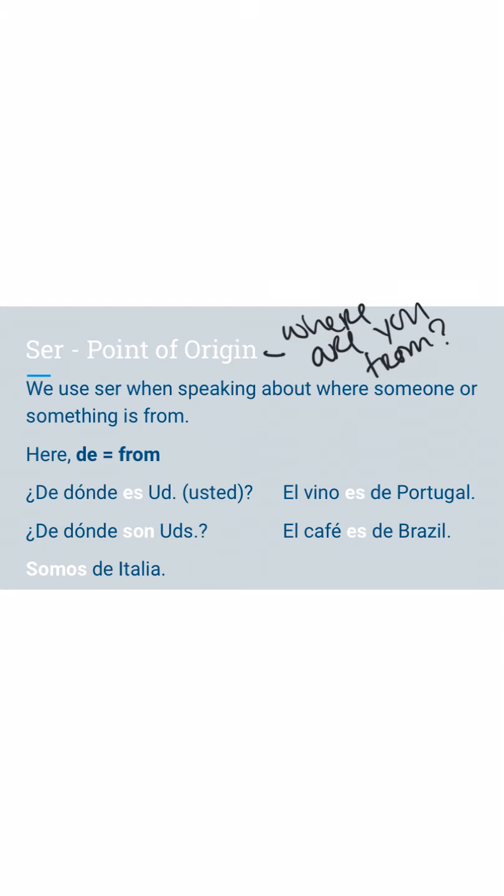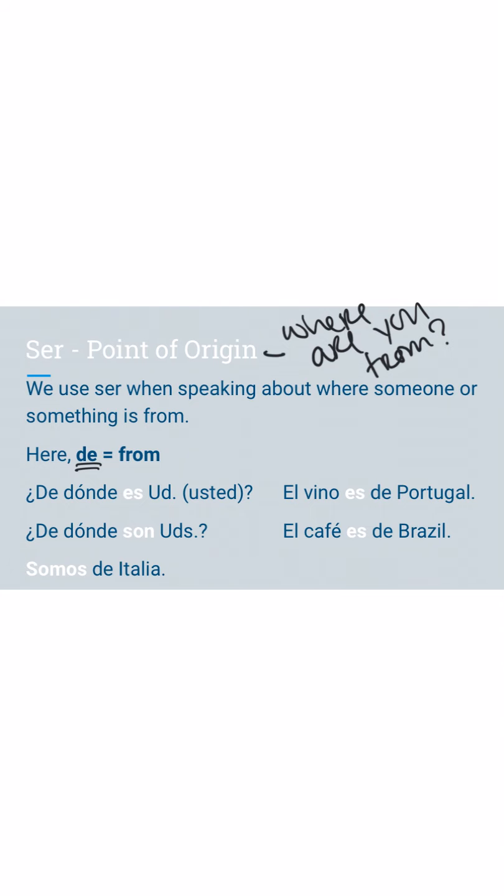Right? So we cannot change where we were born. We cannot change where we came from, right? So this is considered permanent. Now we are going to get into a preposition here, de. This is a super important preposition, and it's going to help us ask the question, where are you from?